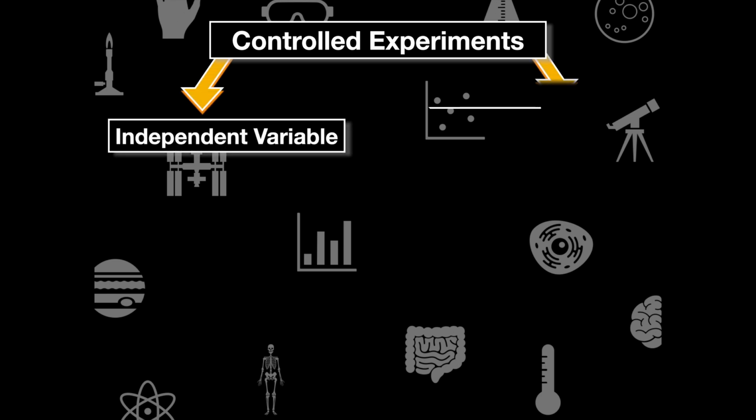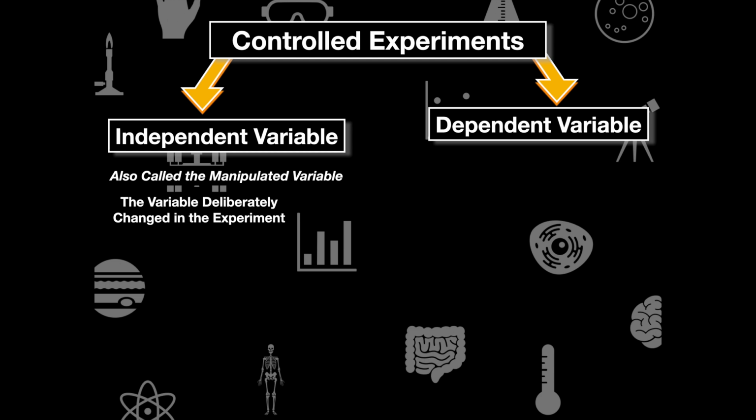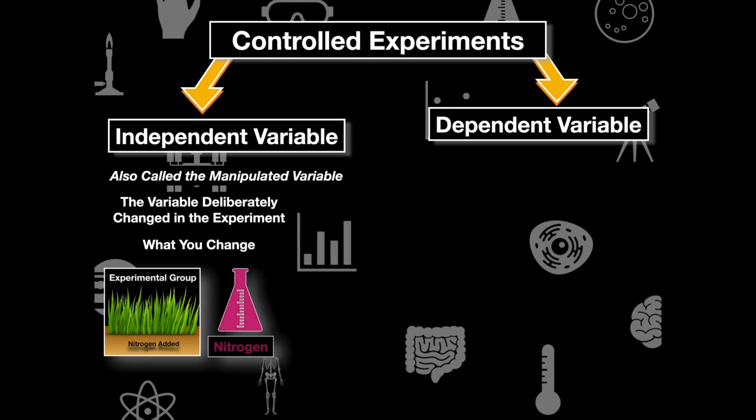Now, it's important for us to understand that a controlled experiment has three components, and we've already kind of talked about this in class. These are the three key vocabulary words that you have to really fundamentally understand. We have our independent variable. This is also called the manipulated variable. It's what we change in the experiment. So, in the grass, we created an experimental group. We added fertilizer, which fundamentally we added nitrogen.